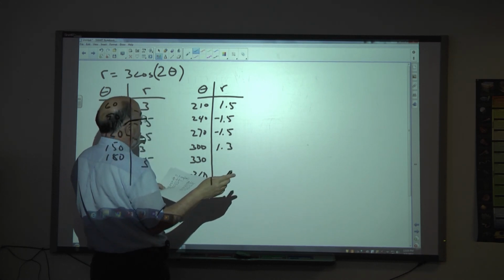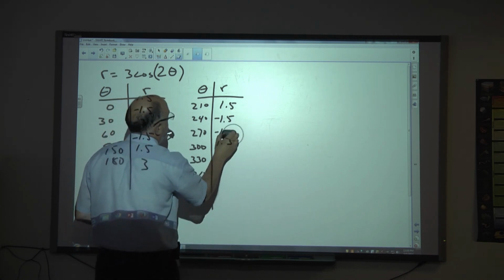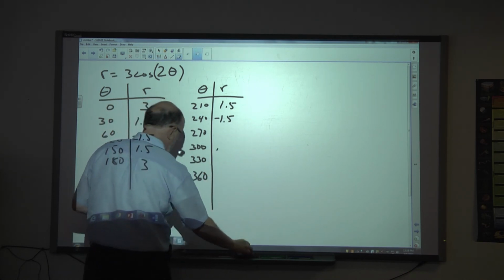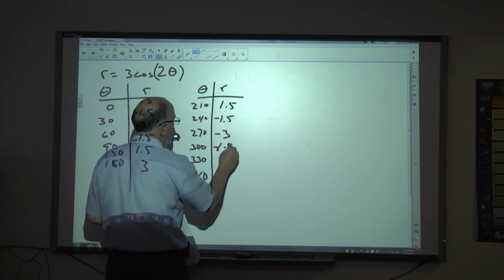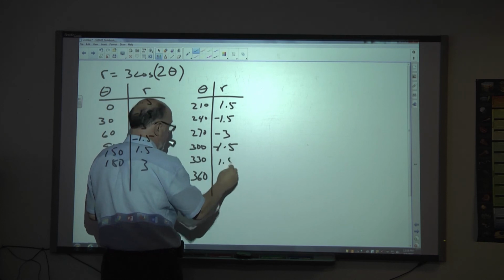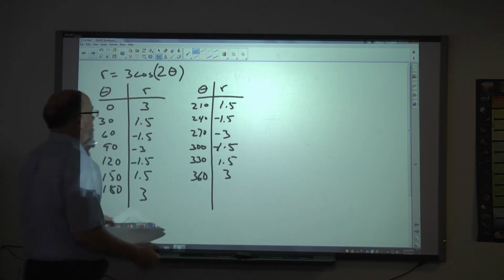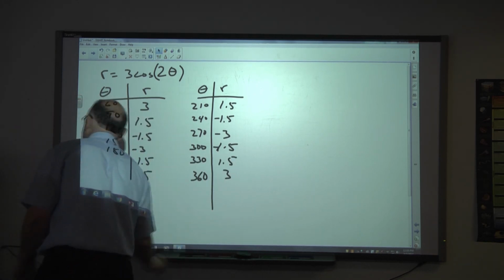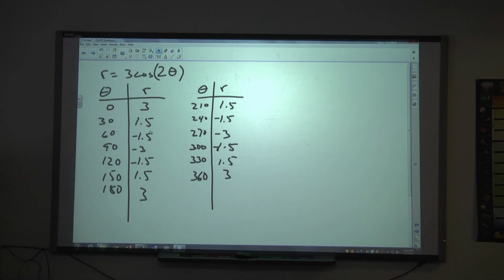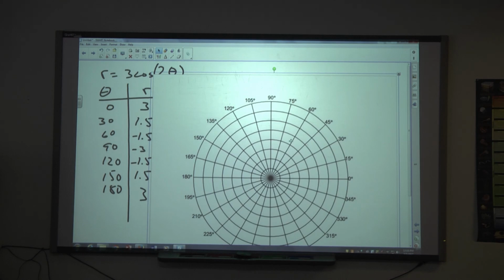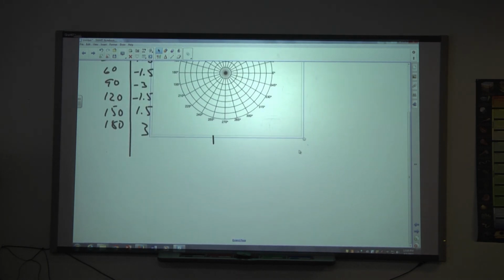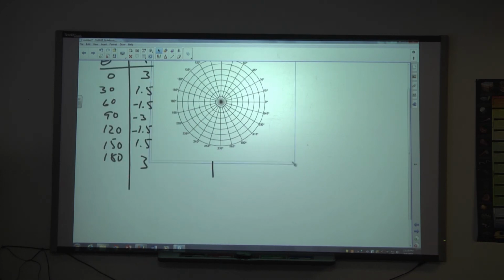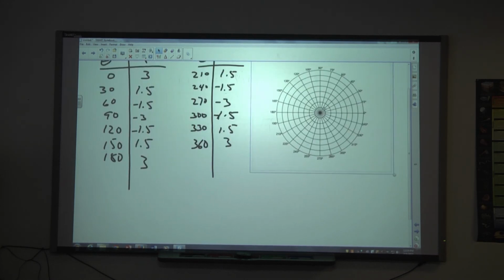Let me see, I'm missing one. Oh, I am missing one. I'm off one here. Let me get this right. So 240, sorry, this is 3, then negative 1.5, 1.5, and then 3. So there's my point. So I need to now put in my polar graph paper again. So I put that in, and I'm going to make this smaller just so I can put it here next to my charts.